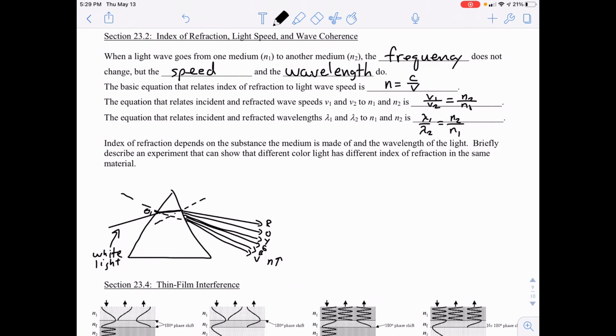Moral of the story, of course, is each color has its own frequency, its own wavelength, and thus its own index of refraction, even in the same material.